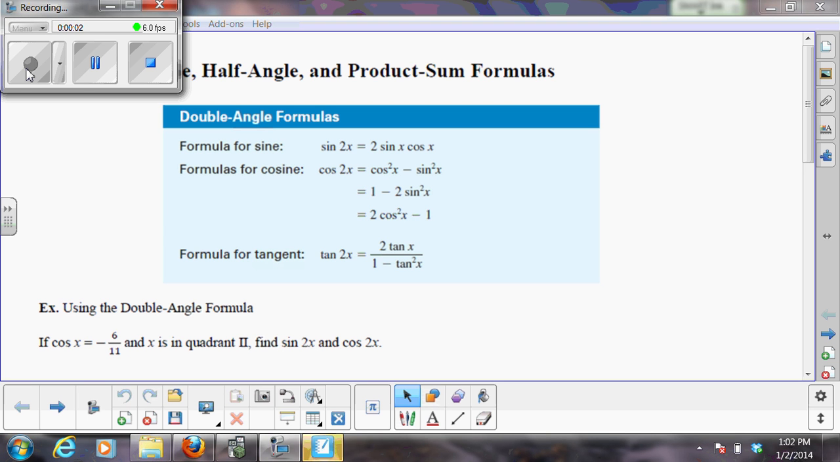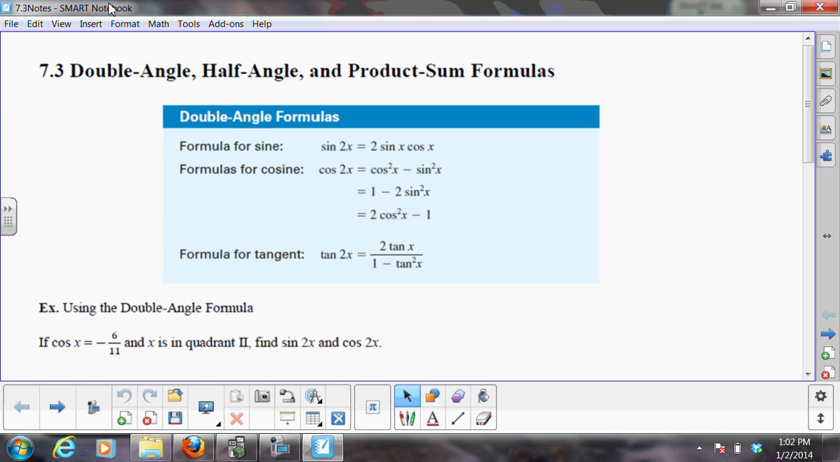This is section 7.3 of chapter 7: double angle, half angle, and product to sum, and actually sum to product formulas as well. So we start off with double angle formulas. Those two are on the deck, so memorize them.